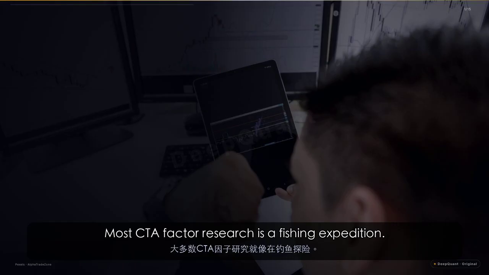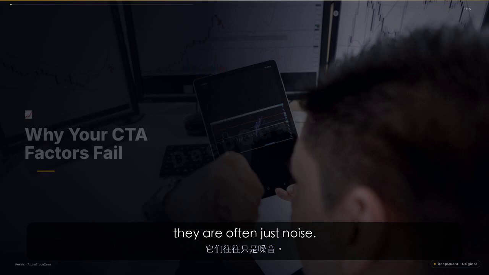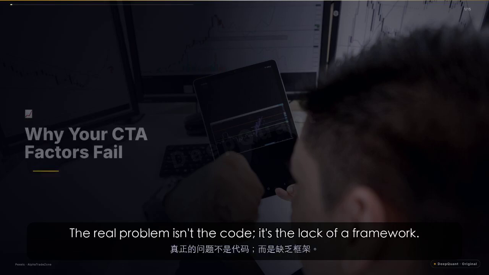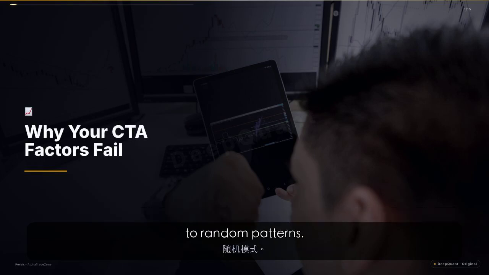Most CTA factor research is a fishing expedition. You write code, run backtests, and pull out signals that look promising, but they are often just noise. The real problem isn't the code, it's the lack of a framework. Without a structured approach, you're not finding signals, you're overfitting to random patterns.